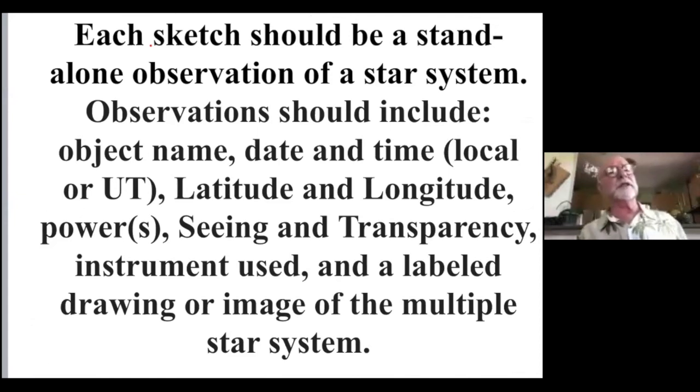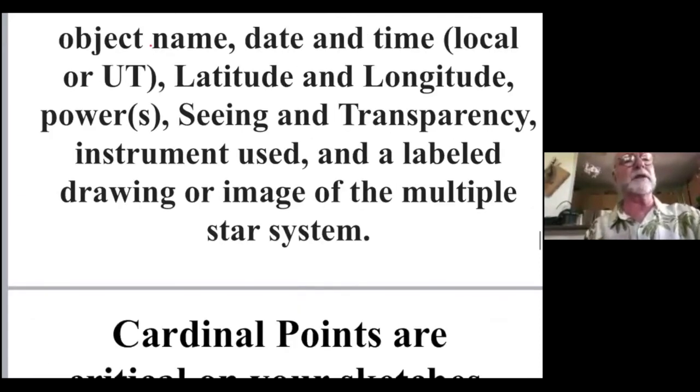Okay. Now, just a reminder, each set should be a standalone observation of the star system. The observation includes the object name, date, time, latitude, longitude, power, seeing and transparency, instrument used, label on the drawing, and the image. If you can label your image, most people that do imaging can label their image. And so that's advised very strongly.